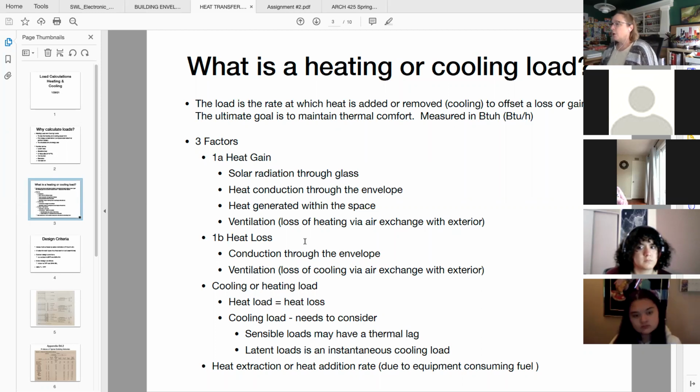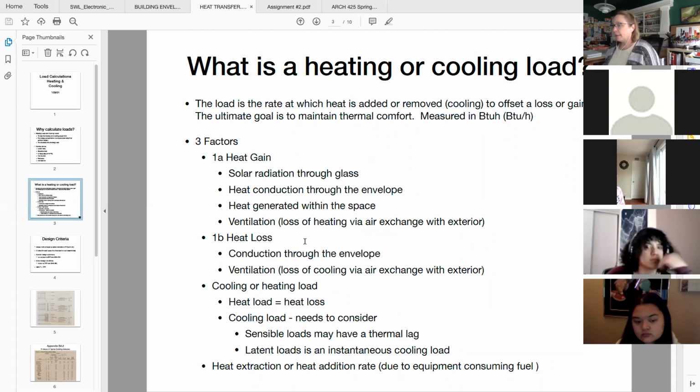So for heat gain, we can get solar radiation that comes straight through the glass. We can get heat conduction through the envelope where the energy hits the outside of the surface and migrates its way and comes to the inside. We can get the heat generated within a space. That can come from people. And you can also gain heat through ventilation when you're bringing in your fresh air supply.